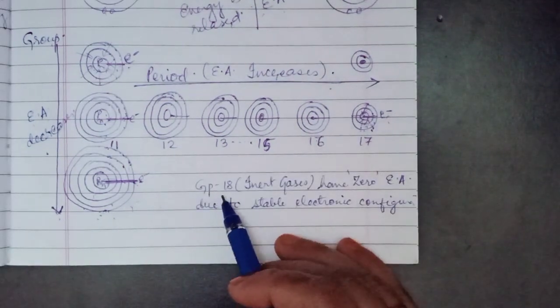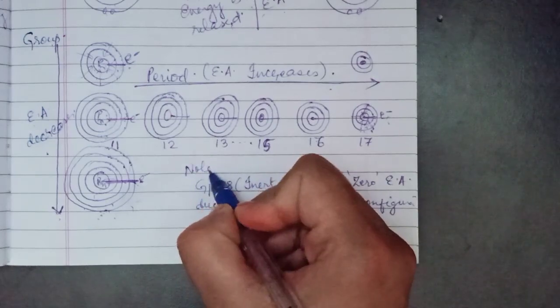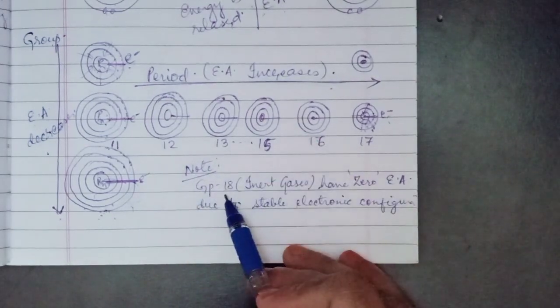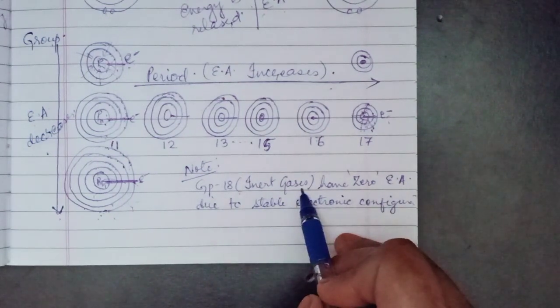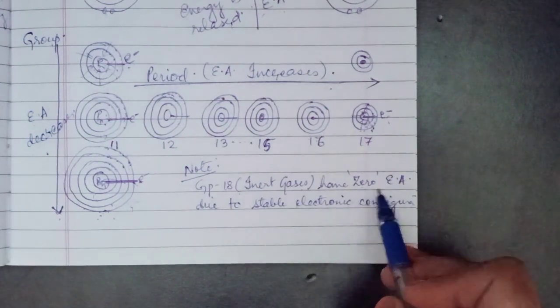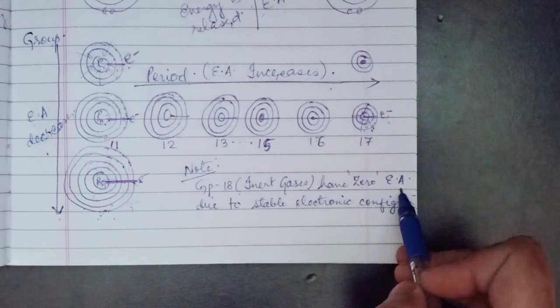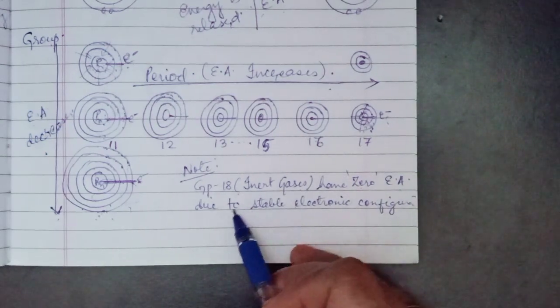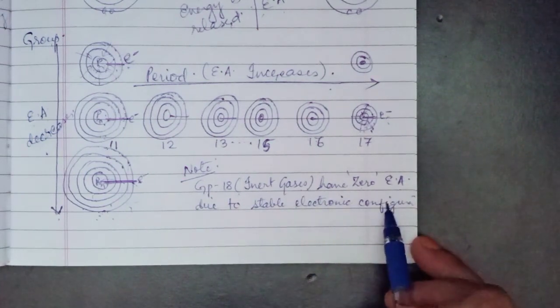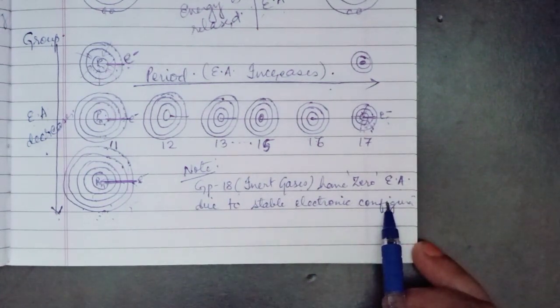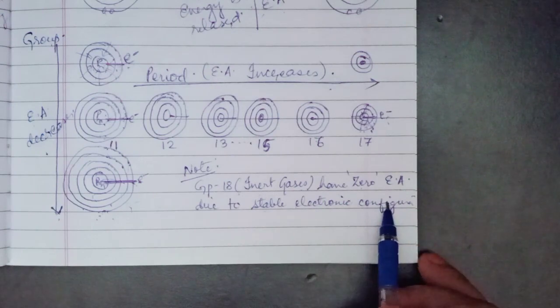Now one note is here, that group number 18, that is inert gases or noble gases, have zero electron affinity. Why do they have zero electron affinity? Because they form a stable electronic configuration. You all know what a stable electronic configuration is.